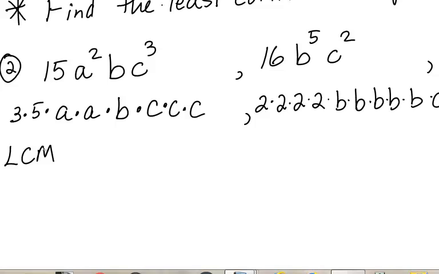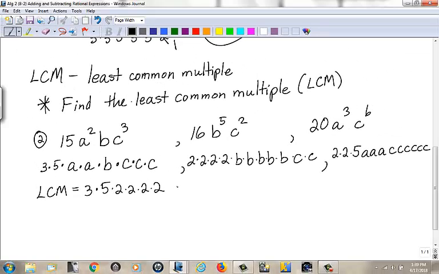How many times does the 3 appear? Once. How many times does the 5 appear? Once. Greatest number of times in any one of them. And 2 appears 4 times. That's going to be the coefficient. Now look at the A's. How many times does the A appear? 3. Which would be A to the third. How many times does the B appear? 5.